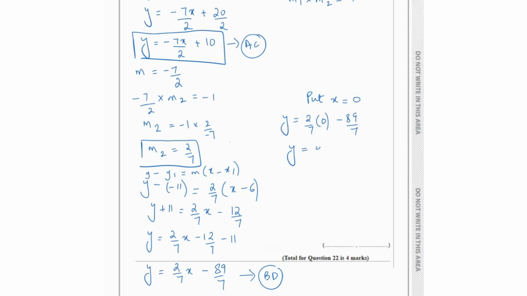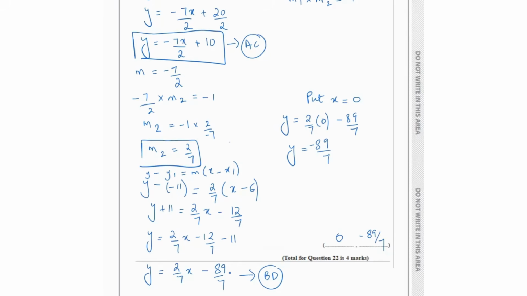So y is negative 89 over 7. So your coordinates are 0 and negative 89 over 7. Even if your y value is wrong because you messed up something in the calculation, it's intersecting the y-axis. So remember, just put x equals 0. You'll get a mark for that.